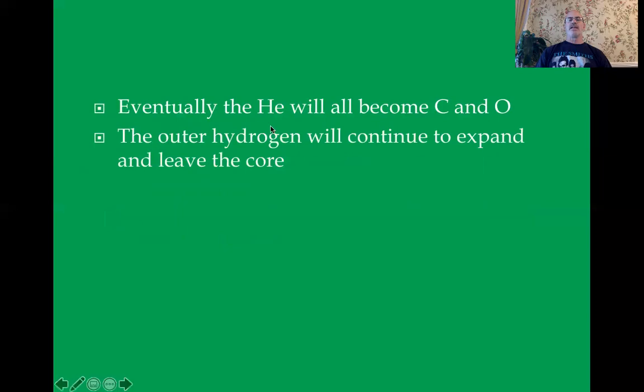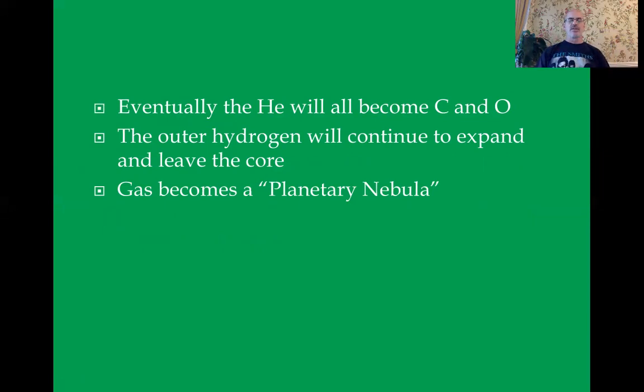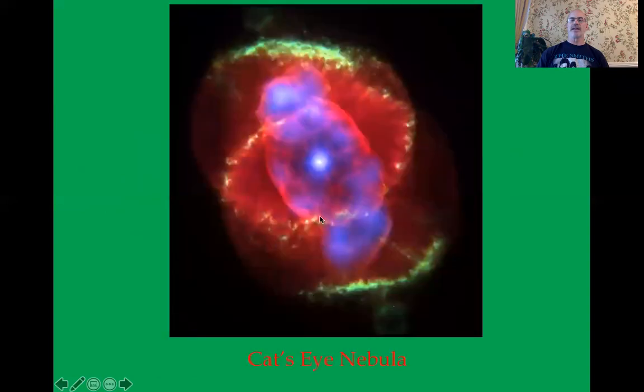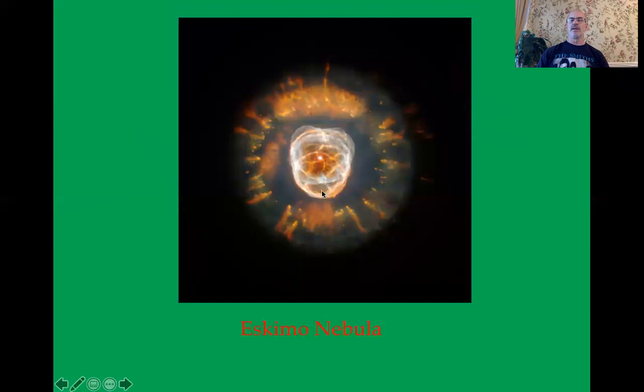Okay. Eventually the helium will all become carbon and oxygen, and the outer hydrogen will continue to expand because this carbon and oxygen is going to be very hot, and it's going to continue to contract. And so the outer hydrogen is going to continue to expand, and eventually it'll just expand right off of the star, and it'll leave the star, which will basically be what we call a white dwarf, and the outer part will be a planetary nebula. So for example, there's the Ring Nebula, which we talked about a couple lessons ago. That's an example of a planetary nebula. Okay, that's gas that blew off of a red giant. Okay, Cat's Eye Nebula is similar. The Eskimo Nebula is the same.